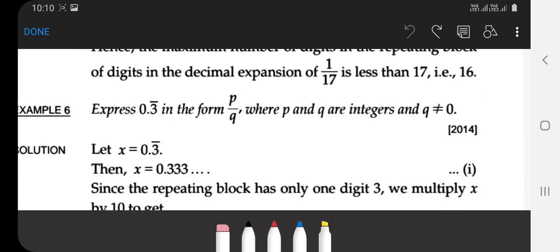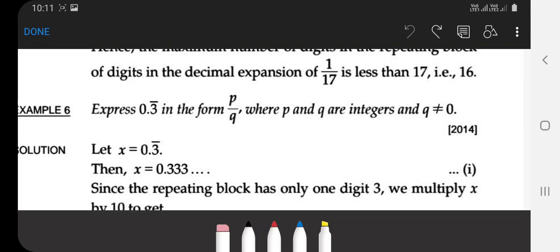The next example is: express 0.3 bar, recurring, in the form of p by q, where p and q are integers such that q is not equal to 0. Let us consider x is equal to 0.3 bar. The meaning of bar is the repeated number. So now we can rewrite as x is equal to 0.33333 and so on.